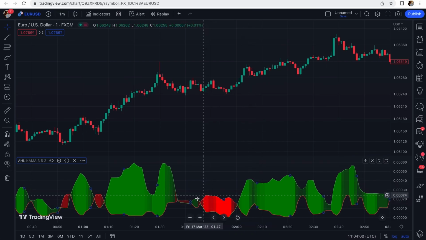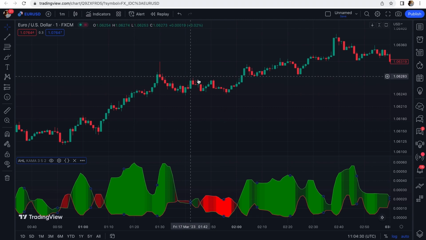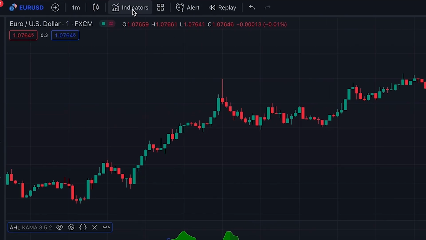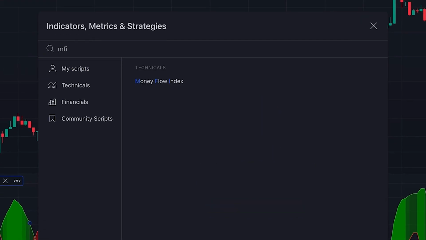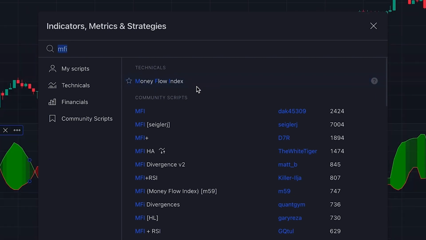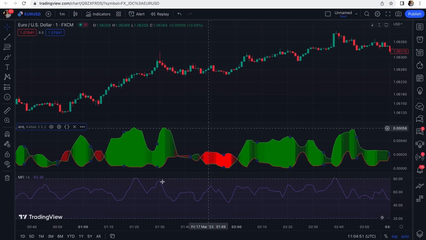This indicator shows the change and strength of momentum with different shades of green and red color. The lighter the green, the stronger the advancing of the price, and the lighter the red, the stronger the declining of the price. Alright, the next indicator that we should add is money flow index, this one, and for this indicator also we use it with its default settings.